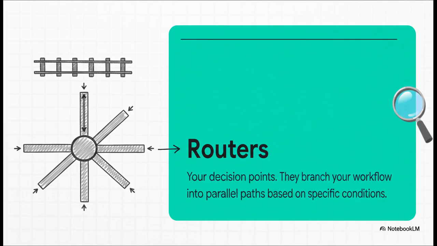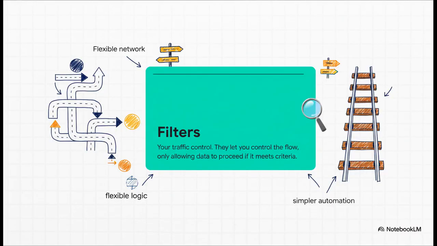In that road network analogy we used, these are the roundabouts. A router lets you split your workflow into a bunch of different paths that can all run at the same time, based on rules you set up. Like, hey, if this is a VIP customer, send them this way. If not, send them that way. Super powerful. Then you've got filters.